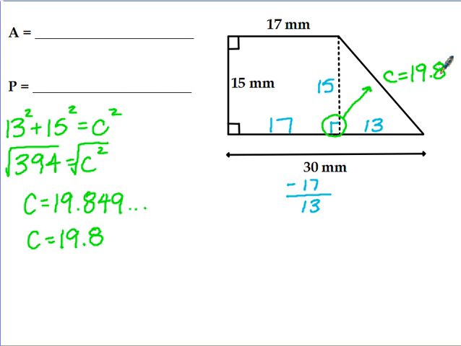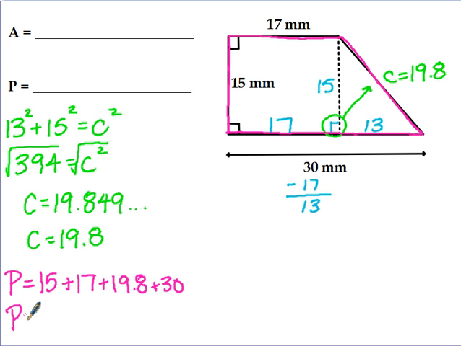And now I'll find perimeter first. So that's just adding up all four sides. Remember, it's not the middle, it's just the outside four. 1, 2, 3, 4. So 15 is the left side, 17 is the top, 19.8 is that slanted side we just found, and 30 is the bottom. So when I add all that up, we get 81.8. And don't forget your units, that's millimeters.